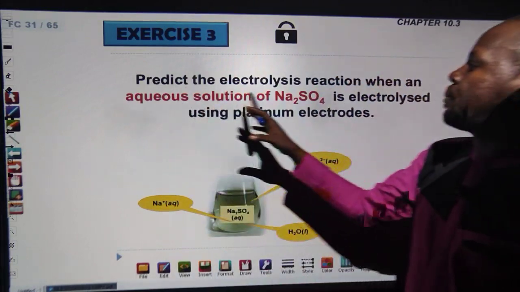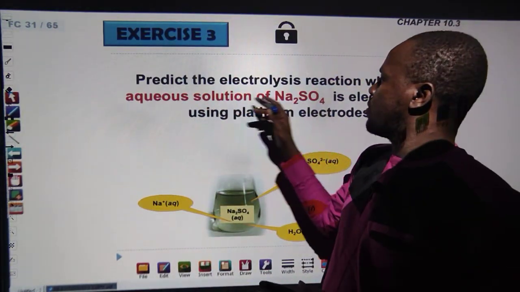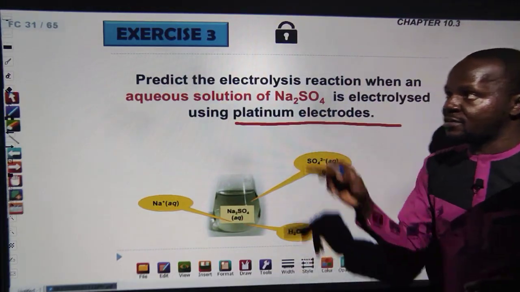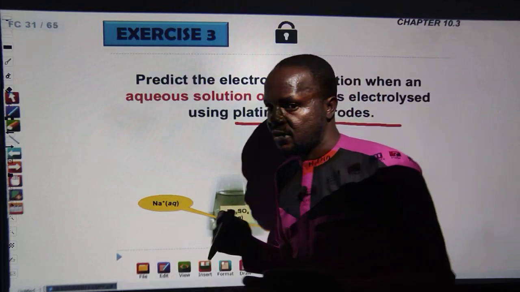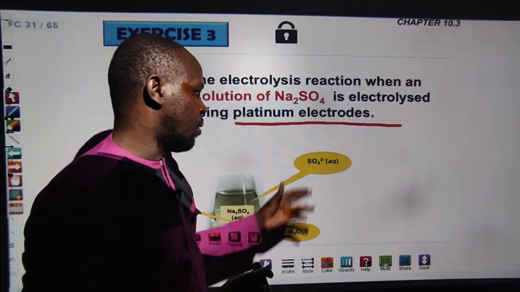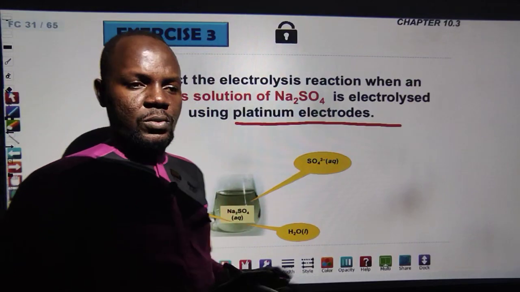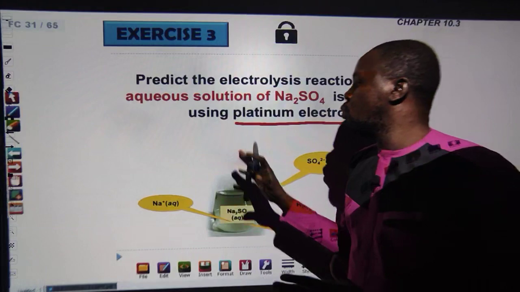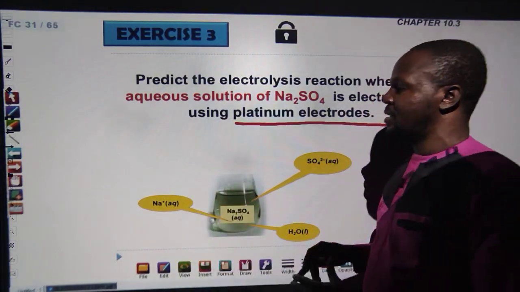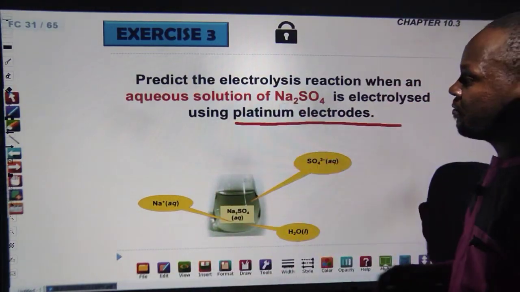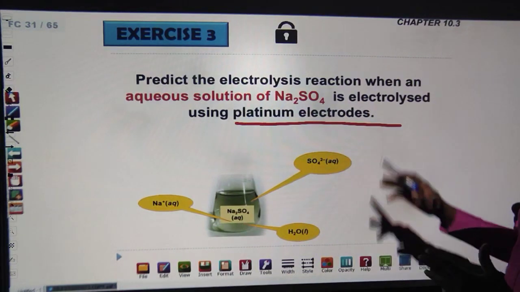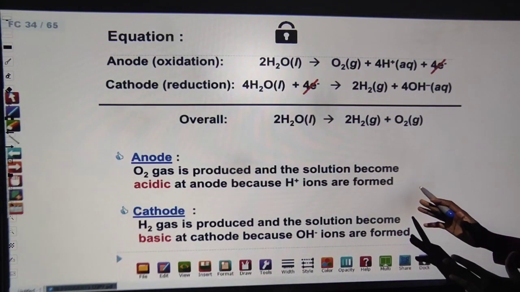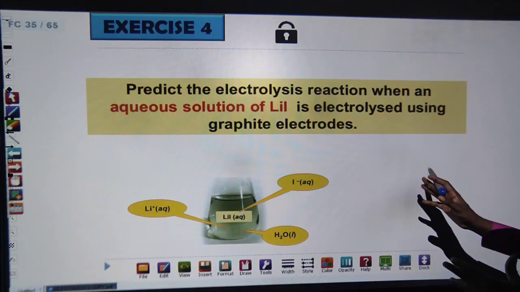I've provided a solution. You have to predict the electrolysis reaction of the aqueous solution of Na2SO4 if it is electrolyzed using platinum electrode. The last factor, which I will talk about in the next class, is the nature of the electrode and how it affects discharge. But the platinum electrode is an inert electrode which will not take part in the reaction. Ionize this, try that, perform it, and you will see what is going to be discharged at the cathode and at the anode respectively. Solutions are available next, but I don't want you to see them yet. Just go next.